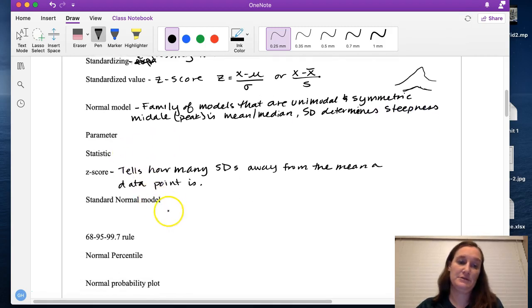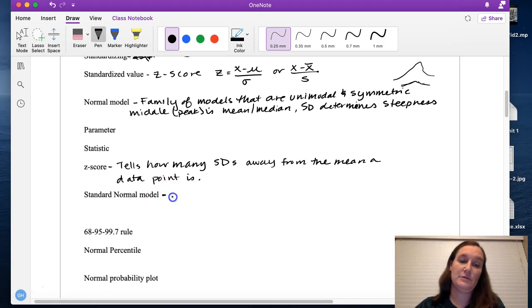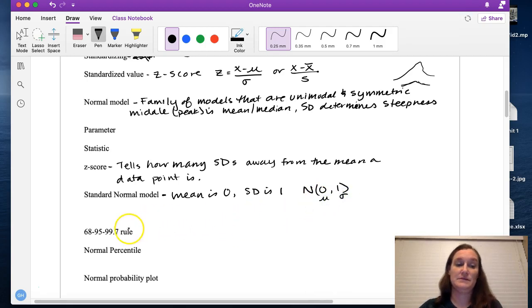We already know parameter and statistic. The standard normal model, the mean is 0, and the standard deviation is 1. We denote this by N for normal model, and then you put the mean and standard deviation in here. Mean and standard deviation. We're going to do an example with this.